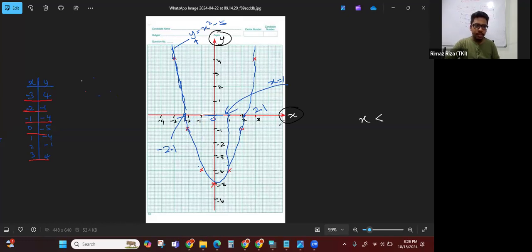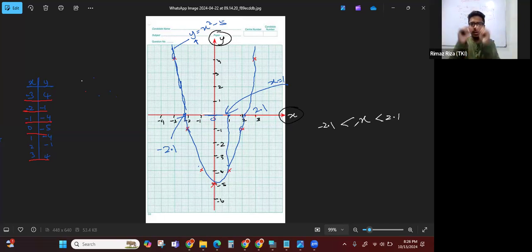x is less than 2.1 and greater than minus 2.1. So this 2.1 is according to my graph. If you have drawn this graph accurately, it could be something around 2.2, or maybe 2.1 also can be the correct answer, right? So you can check your graph.